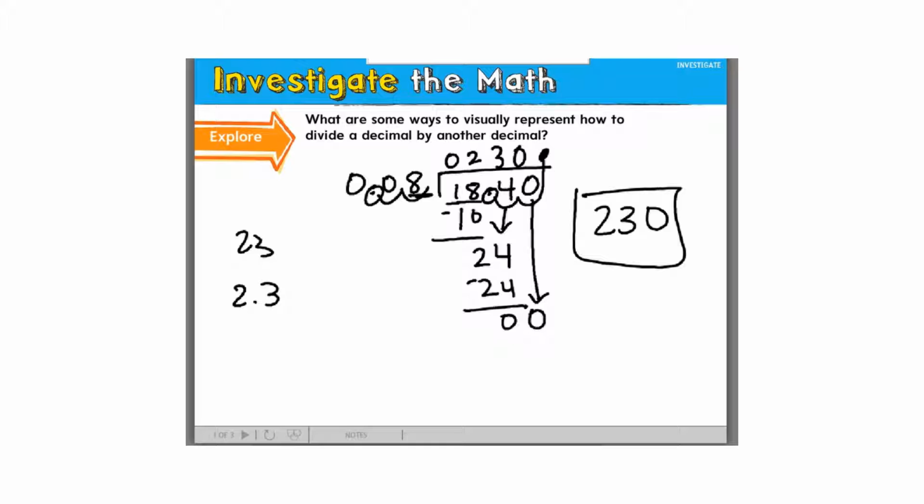So these are all different numbers, right? They have the same digits, but they all are different values. So you have to make sure you're really paying attention to that decimal. I can't say that enough. It's super important.